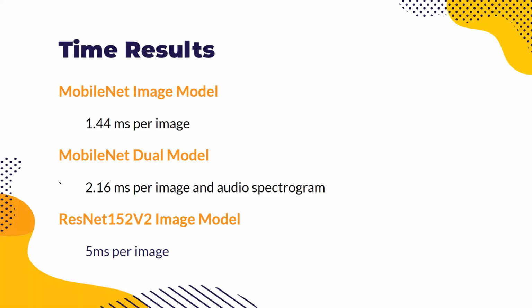The next results are the time results: the time it takes to calculate all of the test inputs, and then also the time it takes per image. Here you can see the MobileNet image takes 1.4 milliseconds per image. The MobileNet dual model takes 2.16 milliseconds per image, and the ResNet takes 5 milliseconds per image.